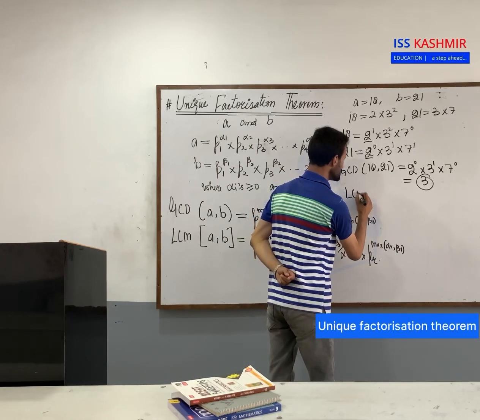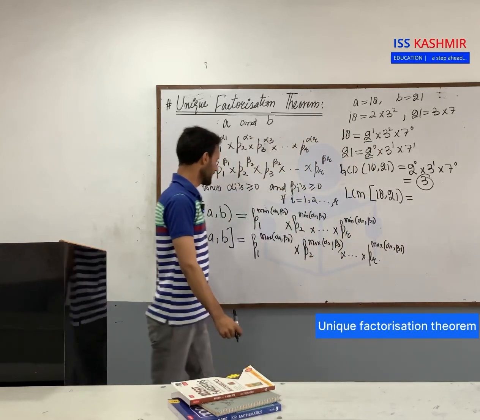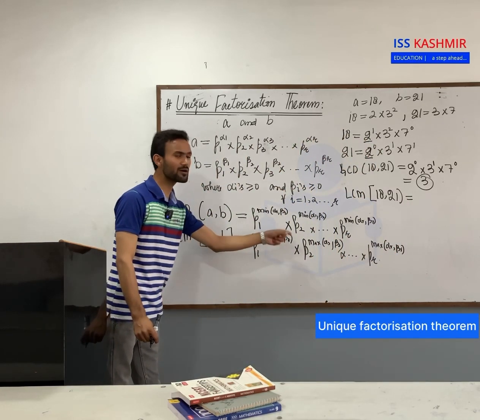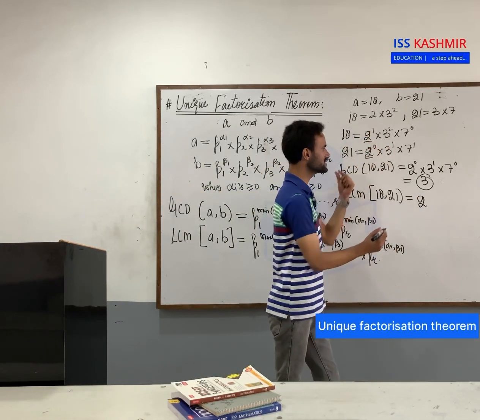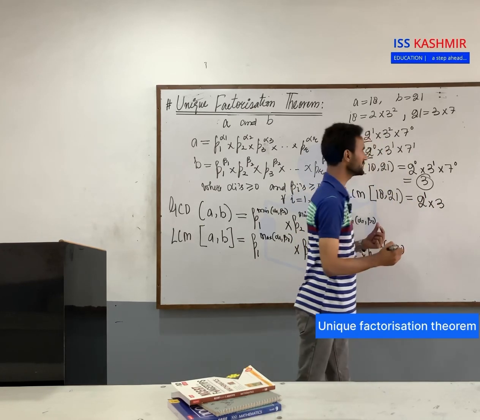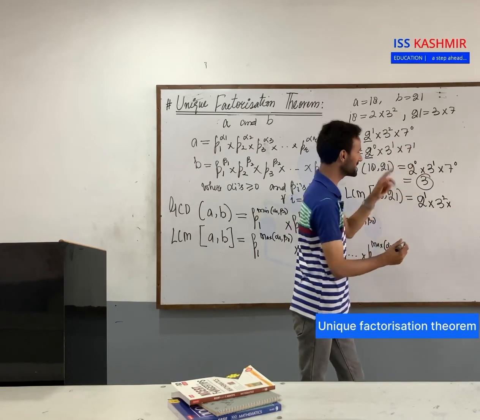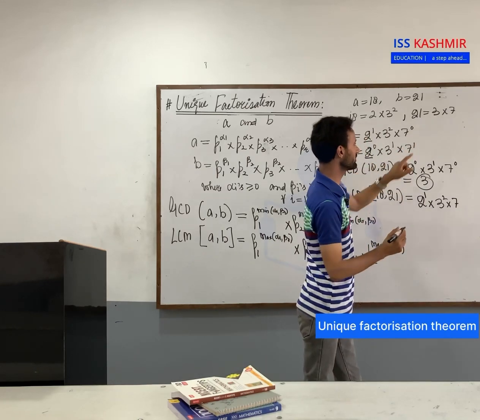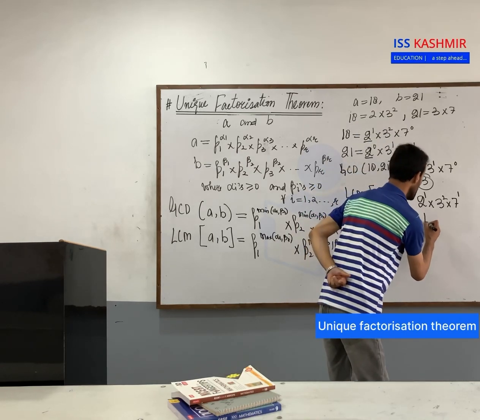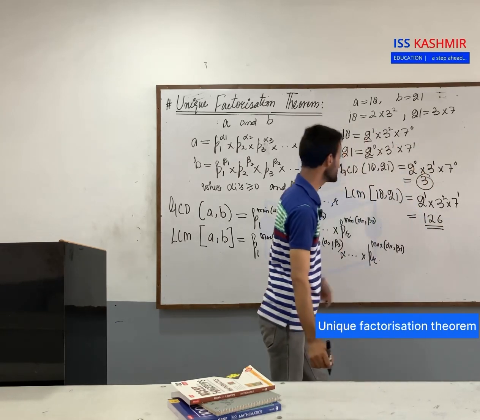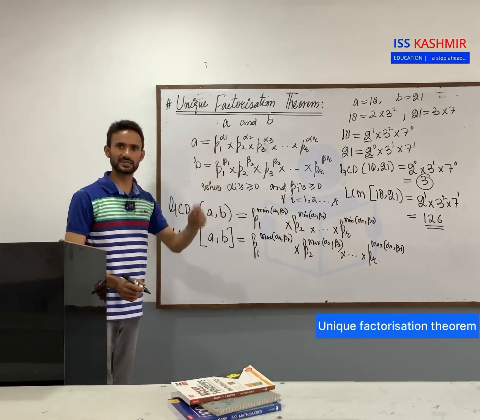Similarly, for the LCM of 18 and 21, it is p1 raised to the power maximum of alpha 1 and beta 1. Here the first prime is 2 and the maximum of 1 and 0 is 1. Similarly, the second prime is 3 and the maximum of 2 and 1 is 2. Here the third prime is 7 and the maximum of 0 and 1 is 1. We get 2 into 3 square, that is 9, into 7, that is 126. That means the LCM of 18 and 21 is 126 by the unique factorization theorem.